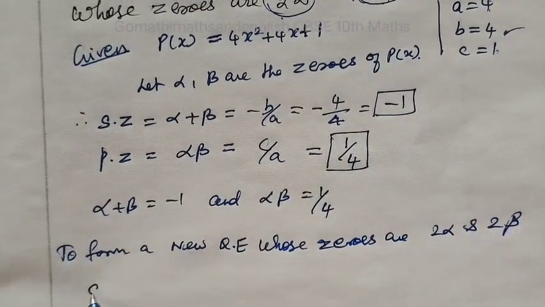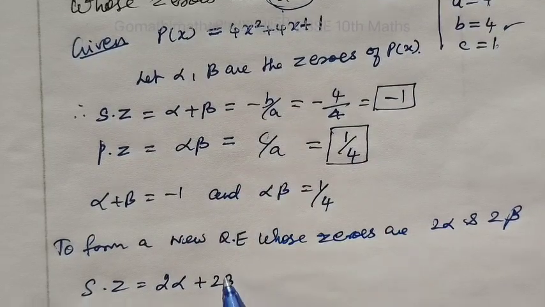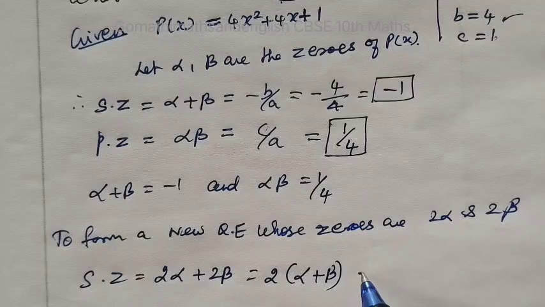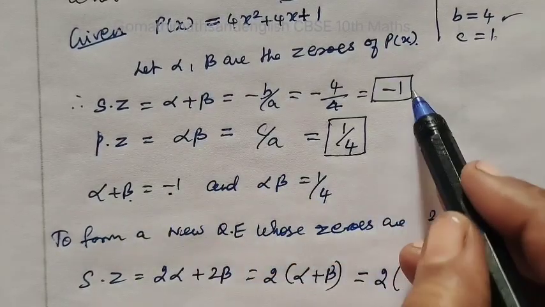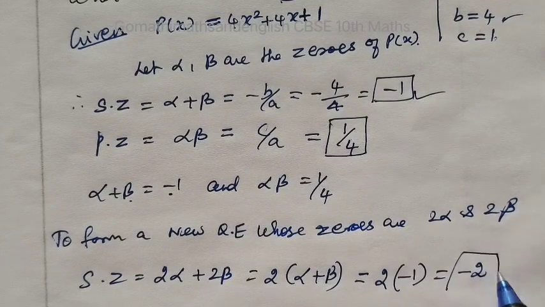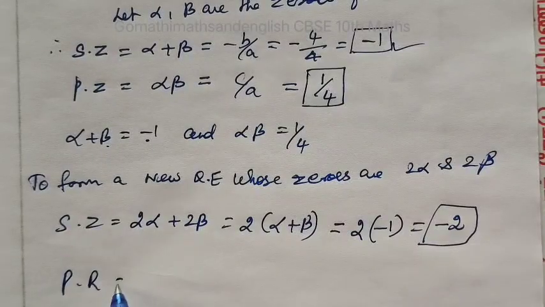So for that we are finding sum of the zeros. 2 alpha plus 2 beta, take 2 common, alpha plus beta. What is alpha plus beta? Minus 1. So 2 into minus 1 equal to minus 2. So we have found sum of the zeros. Next, product of the zeros.